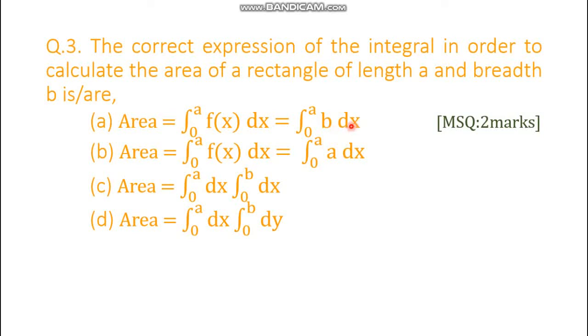Breadth into length, small length is dx. Then what is the range of small length? Its lower limit is 0, upper limit is a, because the length is changing from 0 to a. Okay, so moving from 0 to a, but the width is b. So b is constant, but dx is variable, which is 0 to a. So this is the correct option.